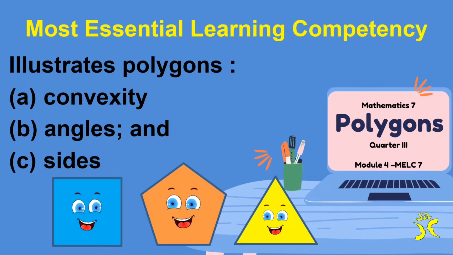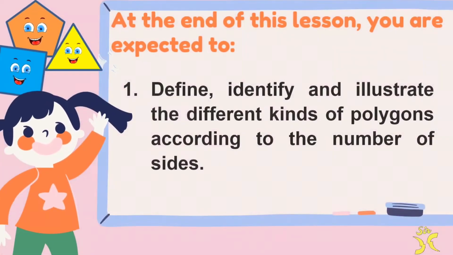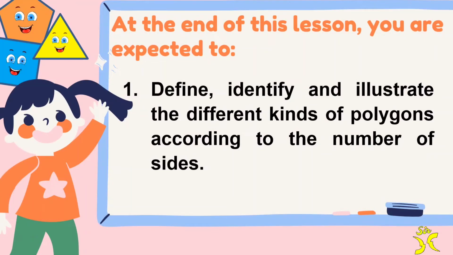A. Convexity, B. Angles, and C. Sides. At the end of this lesson, you are expected to define, identify, and illustrate the different kinds of polygons according to the number of sides.